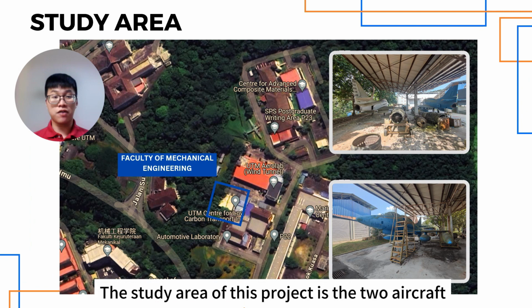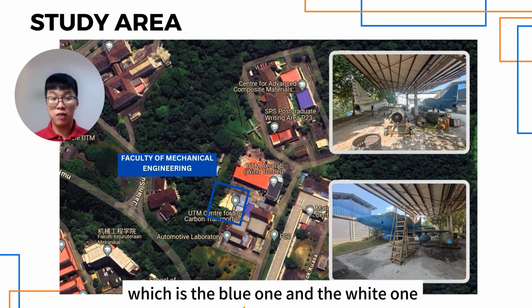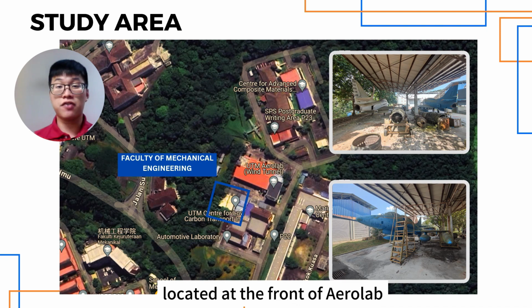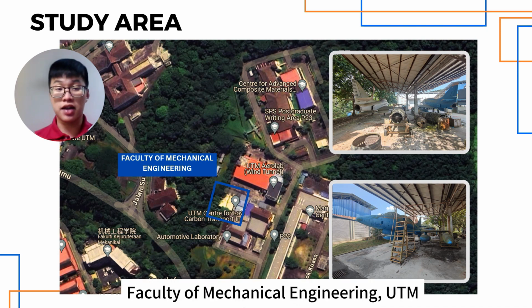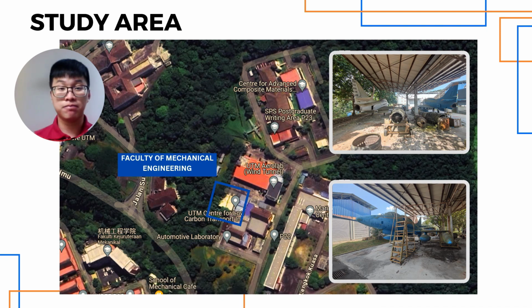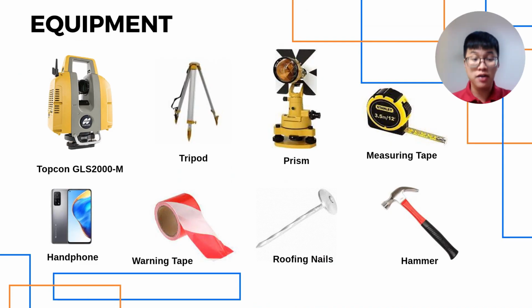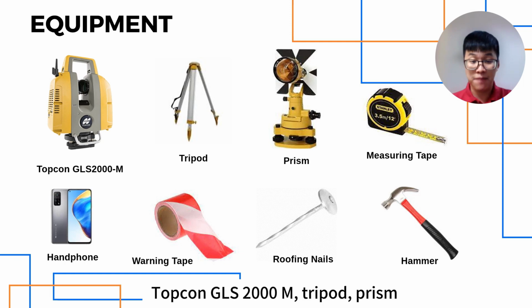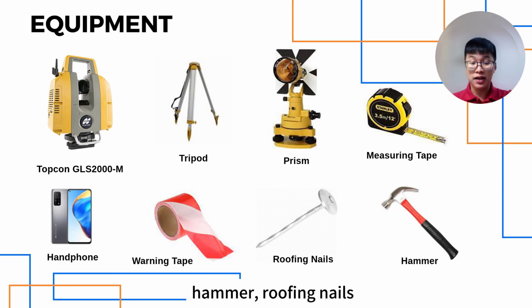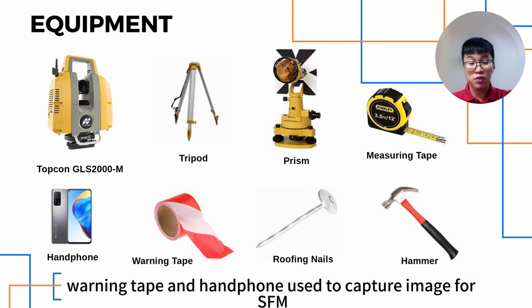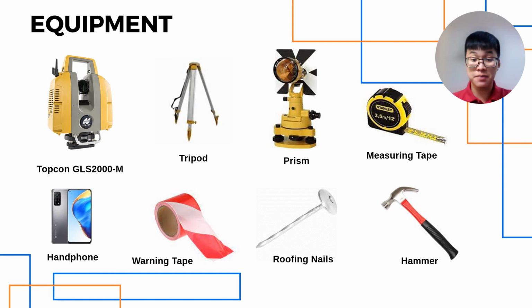The study area of this project is the two aircraft, the blue one and the white one, located at the front of Aerolab, Faculty of Mechanical Engineering, UTM. The equipment used in this project is a Topcon GRS 2000M, tripod, prism, measuring tape, hammer, roofing nails, warning tape, and a handphone used to capture images for SFM.